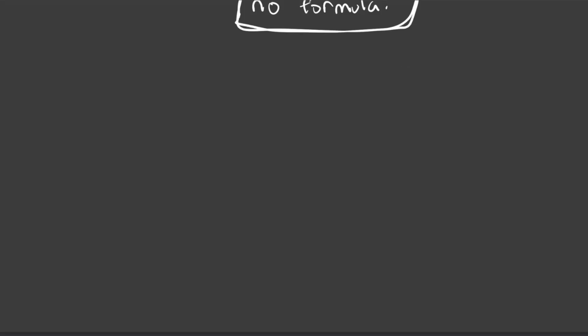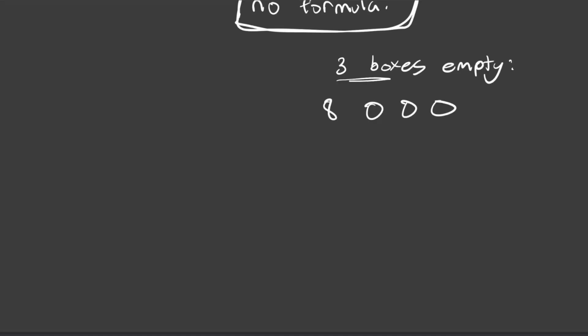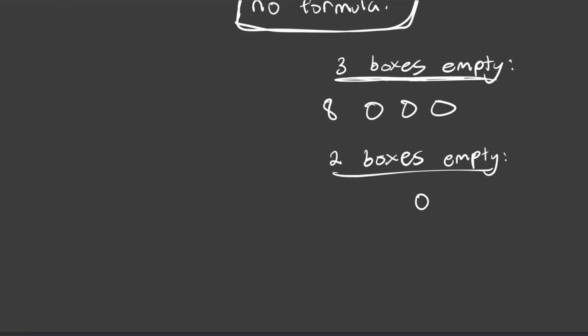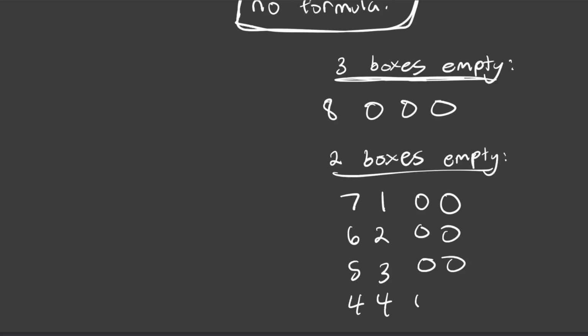Let's first start off where we have 3 boxes empty, so everything is in one box. How many ways can we do this? We can have 8 in one box, 0, 0, 0, and that's clearly the only way to partition it when we have 3 boxes empty. Now let's move on to 2 boxes empty. If we have 2 boxes empty, we could either have 7, 1, 0, 0, or we could have 6, 2, 0, 0, or we could have 5, 3, 0, 0, or we could have 4, 4, 0, 0.